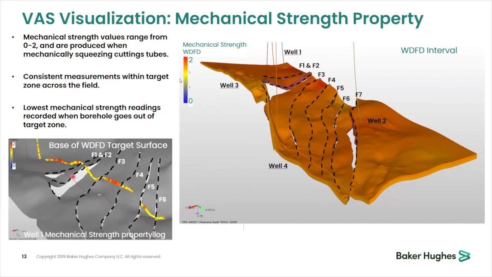If we look at this zoomed in section, we go out of zone right here with this large fault 2 offset and trying to get back in. Once we get back into it, we start getting our higher mechanical strength readings, and then we drop out of zone a little bit again at the toe.